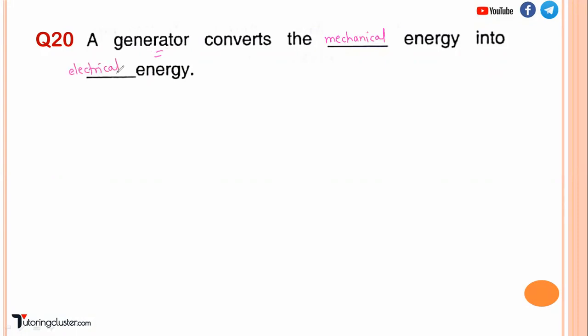I have already explained. We have seen the concept of generator 2-3 times before also. Now, let us see the next.